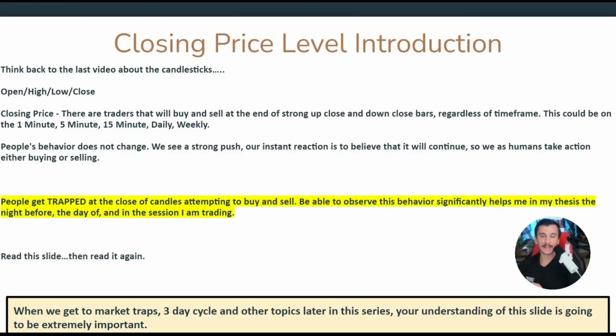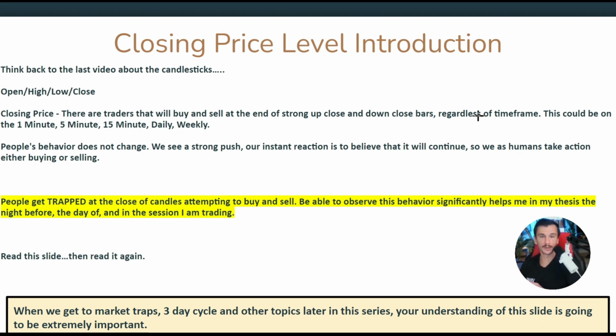We're going to do a quick introduction to closing price. I want you to think back to the first video of this series when we talked about the open, high, low, close of candles. And some of the things that I talked about in those slides were traders buying and selling the close of those bars. Closing price. There are traders that will buy and sell at the end of strong up close and down close bars, regardless of time frame, whether it's the 1, 5, 15, daily chart. It doesn't matter. The human brain is going to work the same.